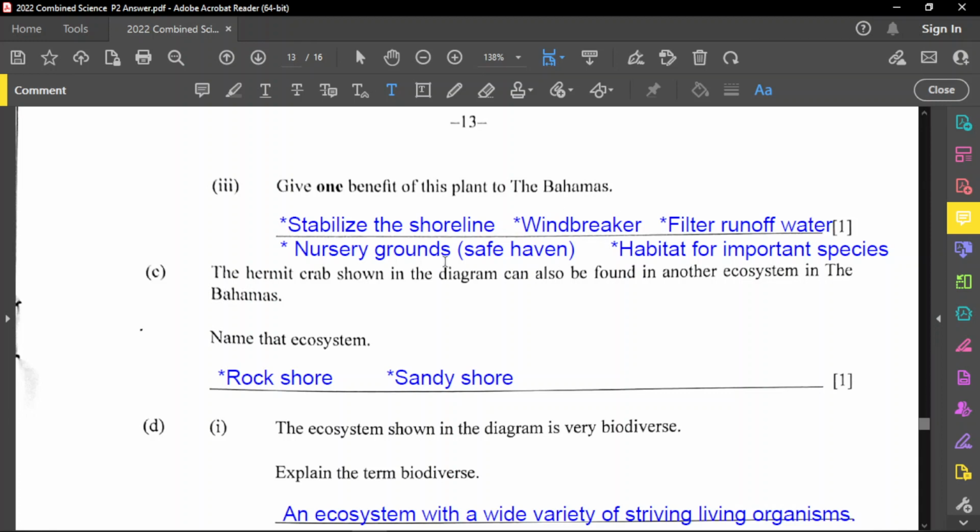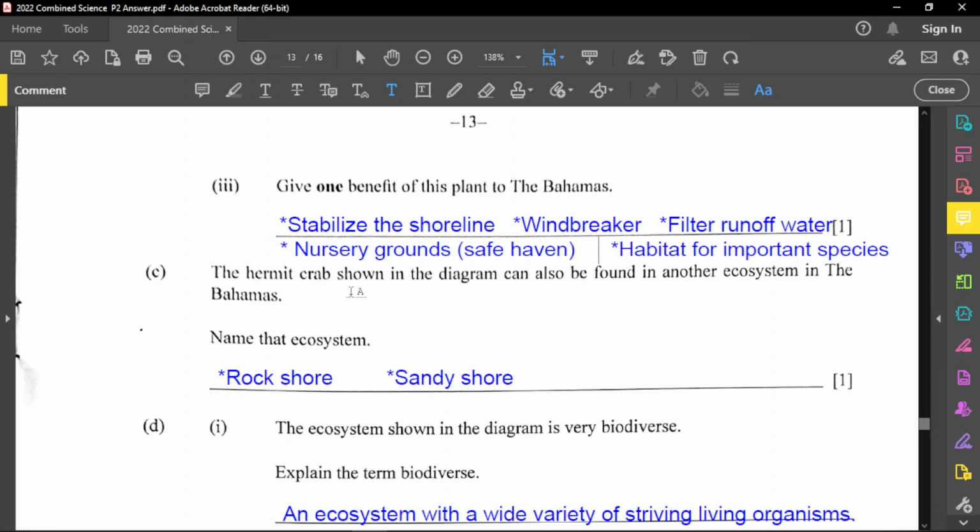It also serves as a nursery ground, which is a safe haven for most organisms. So you'll see small juvenile fishes there. Eggs will be laid there and so on. And then we also have habitat for important species as well, such as bonefish. You may find bonefish in the mangrove. You may find small crayfish. You may find other organisms such as birds, snakes, the boa constrictor. So there are a lot of organisms that depend on the mangrove for survival.